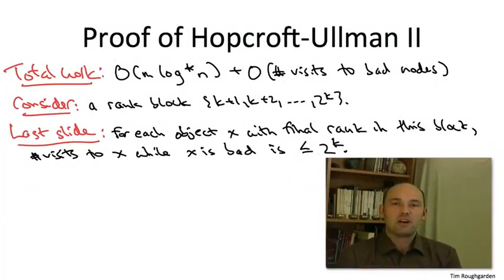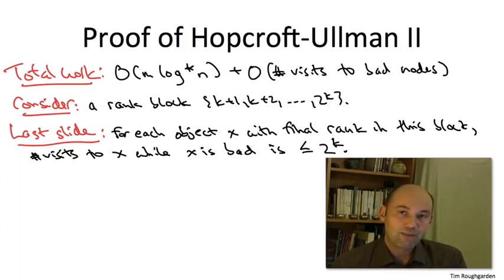All right, so we're almost there. Let's just make sure we don't forget anything that we've done. So the total work, we're bounding in these two ways. First of all, we visit log star n good nodes for each operation. So overall, m operations at O of m log star n for the good nodes. Plus, there's the number of visits over the m operations to the bad nodes.